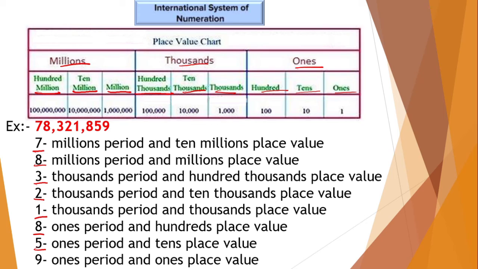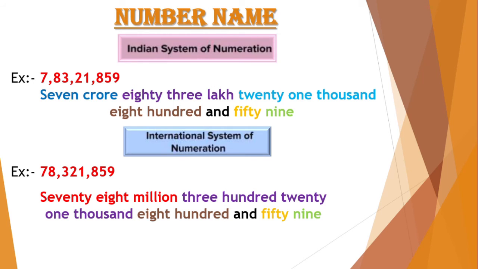So we have the Indian system and the international system. These are the two systems of numeration. Till now we learned place value, periods, and how to put commas. Now we are going to learn how to write the number name. So we have the number and how to name it.